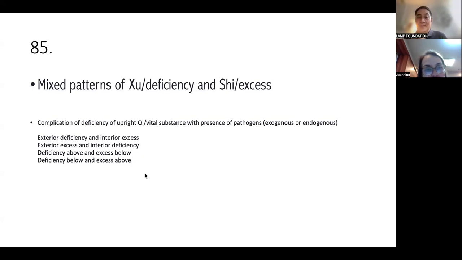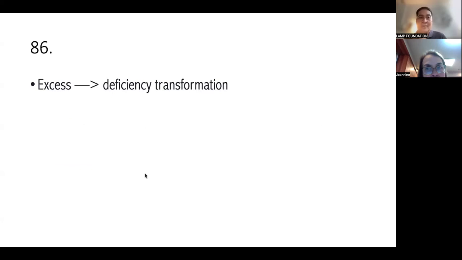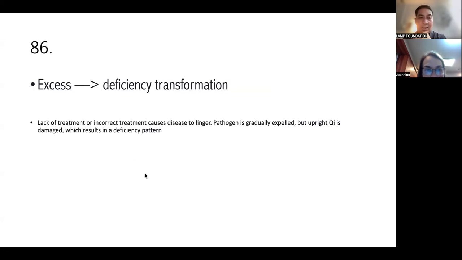So, huwag niyong guessing. Next. Now, what about this? Excess transforming into deficiency. Can you tell us about it? What causes it? Yung excess naging deficient tuloy. For example, Doc, yung halimbawa onset, naging chronic na siya kasi lack of treatment. So, incorrect treatment. Yes. Incorrect. Lack of treatment.